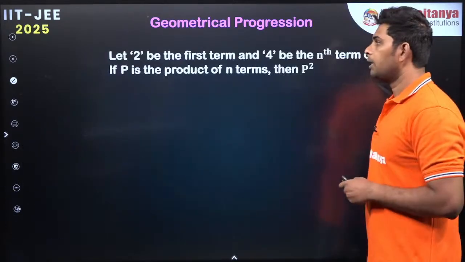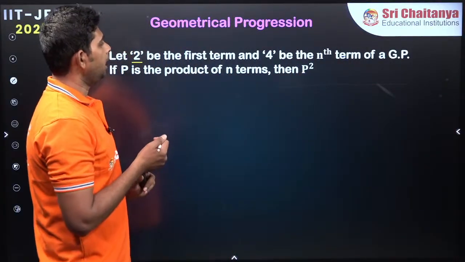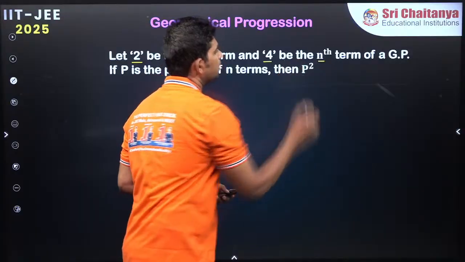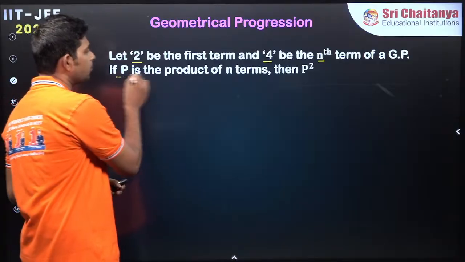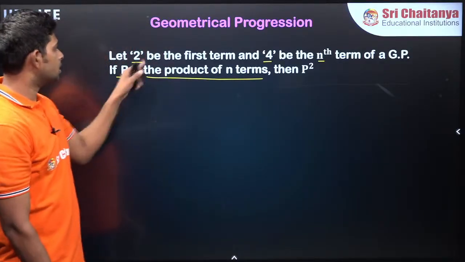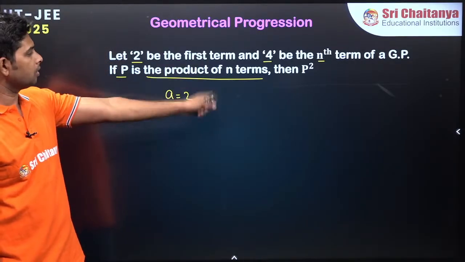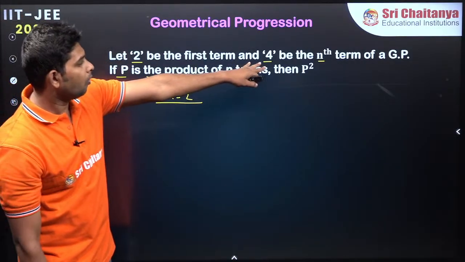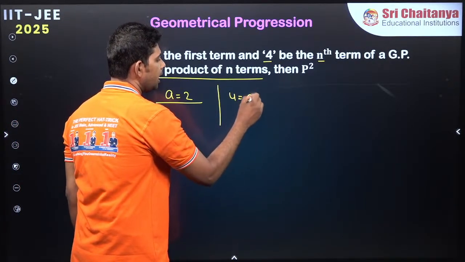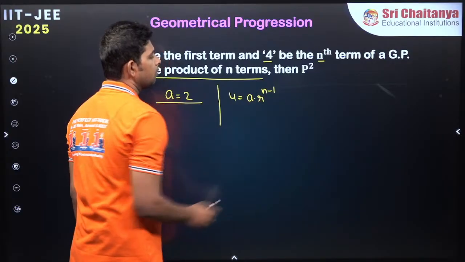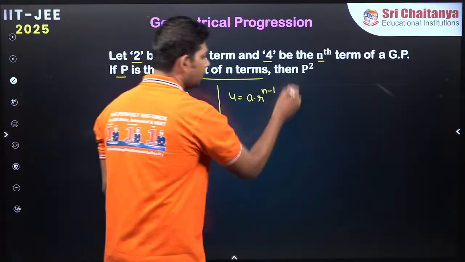Right, let us see, if 2 is our first term and 4 is the nth term of a GP, then we need to find the product here, P square, if P is the product of n terms. So the first term, A is equals to 2, and 4 is our nth term. 4 is equals to the nth term, A into R power n minus 1. Now what they are asking us to find is the product of all the terms. We have all the terms here.